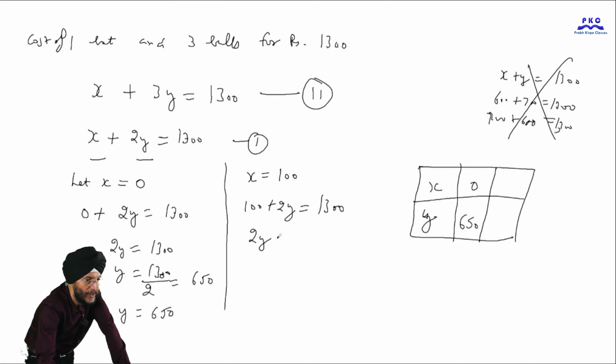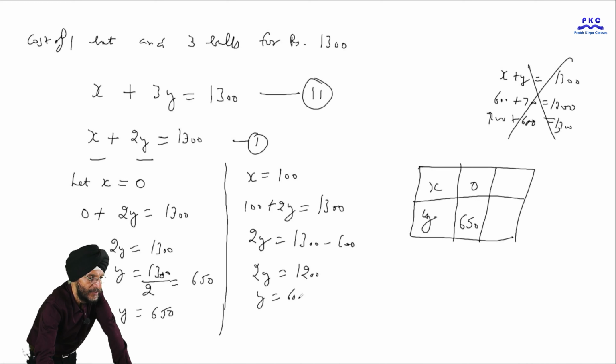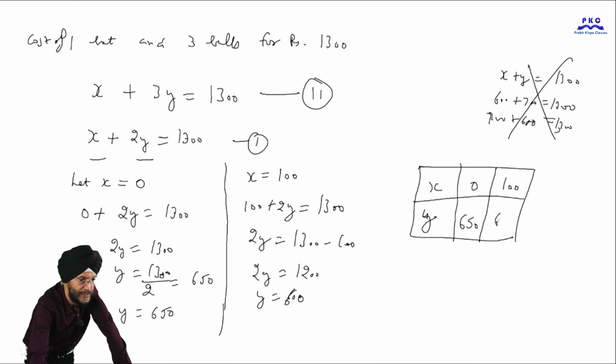Now we can also write it as 2y is equal to 1300 minus 100. So 2y is equal to 1200, y is equal to 600. So this is the second solution. Value of x is 100, y is 600.